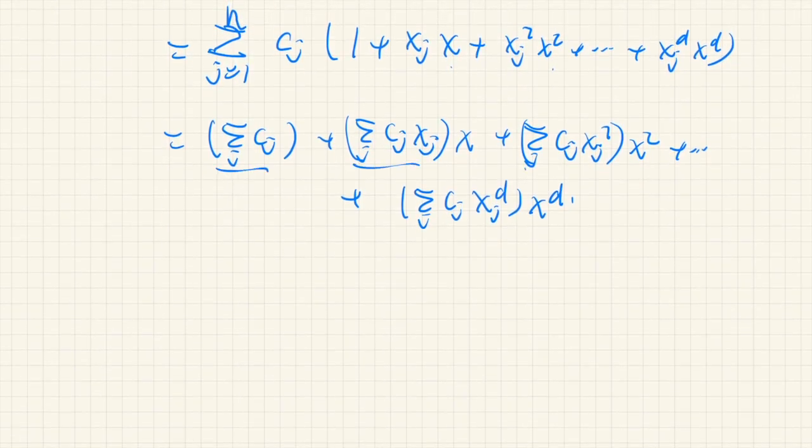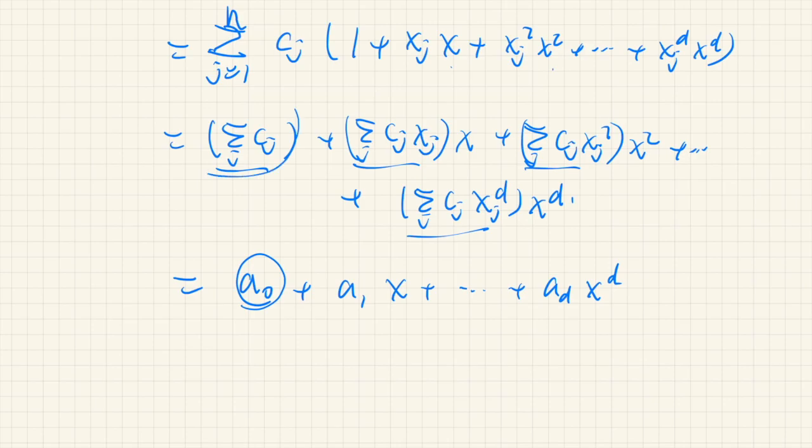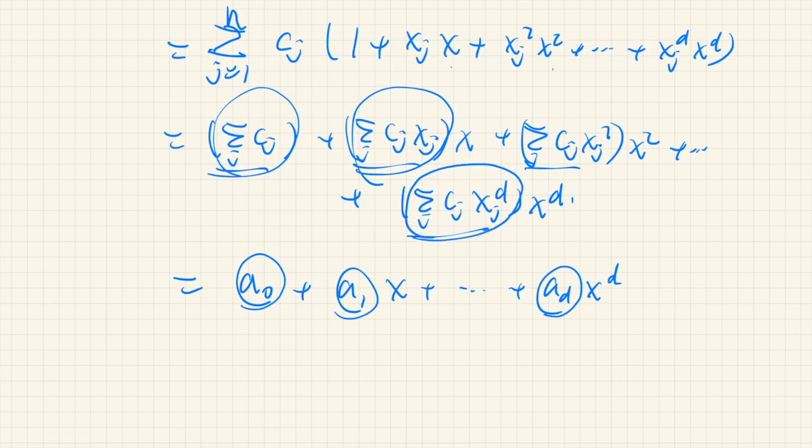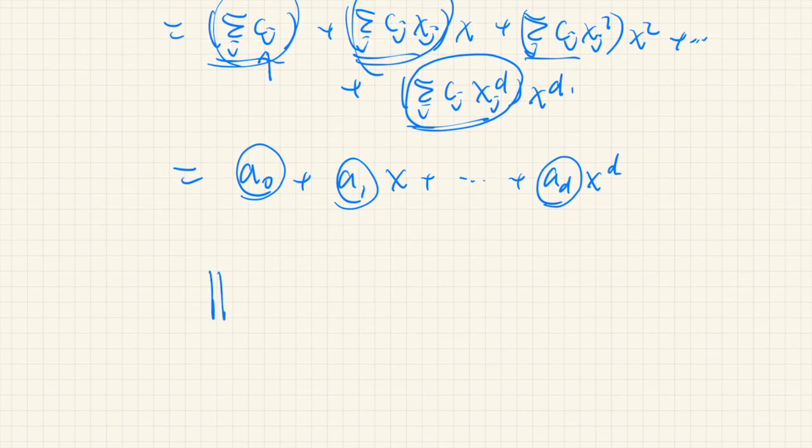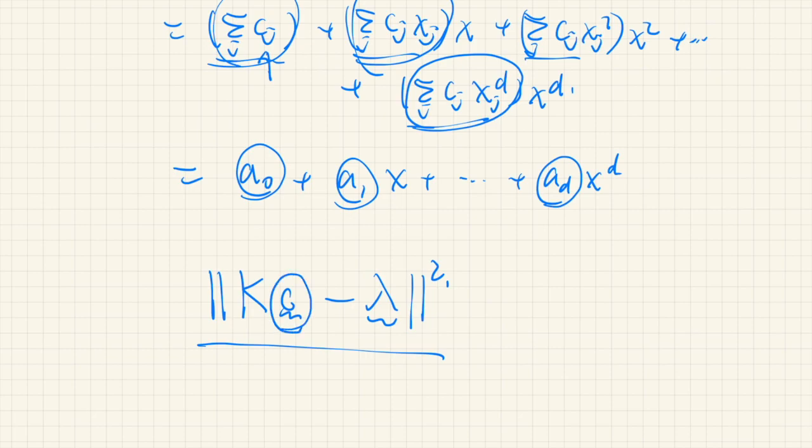So these can be some constants, and finally we have something like this: a0 plus a1 x and so on plus ad x to the power of d. So a0 is equal to this sum, a1 is equal to this sum, and so on, and ad is equal to this sum. And of course, these coefficients c can be obtained by minimizing this, the norm of Kc minus the label vector plus a regularization term. So just using the usual linear regression problem or the least squares method, we can find this vector c very easily. Okay, that's all for this video.